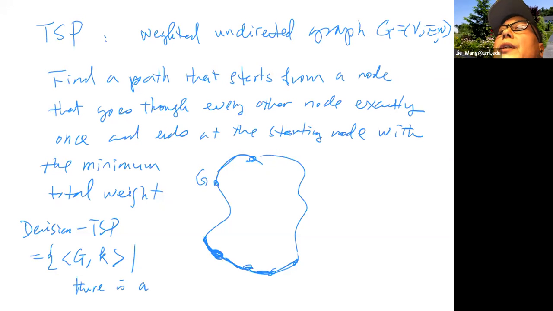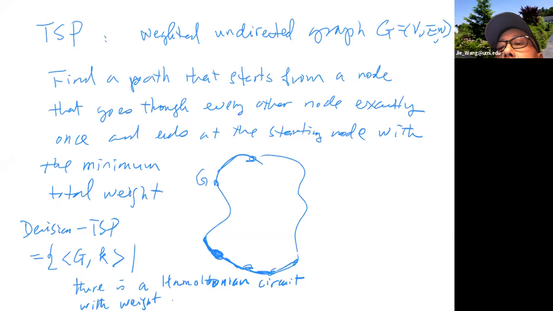Now let's give a name to this kind of path. This is called a Hamiltonian circuit. So you start from a node, go through every other node exactly once and come back. So that's called a Hamiltonian circuit, with weight at most K. Because you want to find the smallest Hamiltonian circuit, right? You want to find a Hamiltonian circuit with the smallest weight. So we convert it to a decision problem. You add one more parameter, the bound. This is the upper bound for your weight.